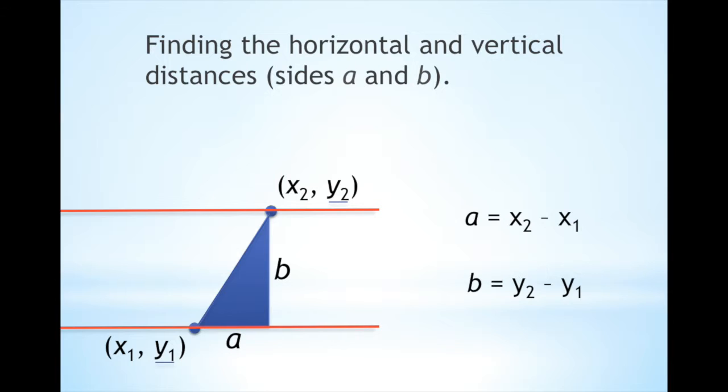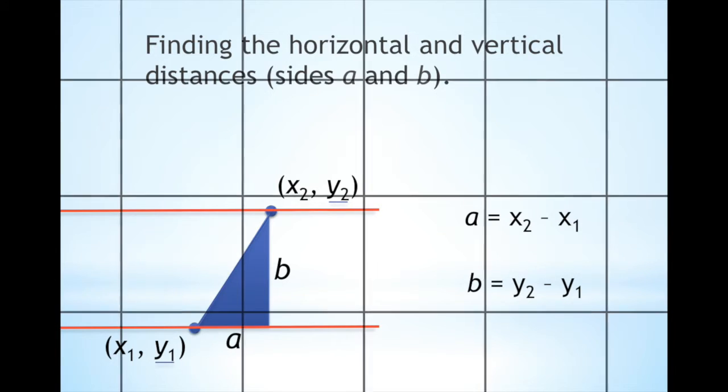And so this is a way we can find sides A and B of our right triangle in any given situation. A is x sub 2 minus x sub 1, and B is y sub 2 minus y sub 1.